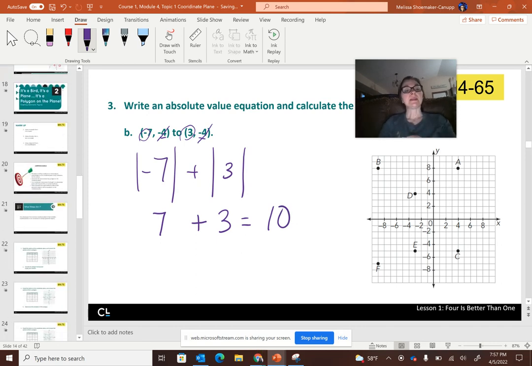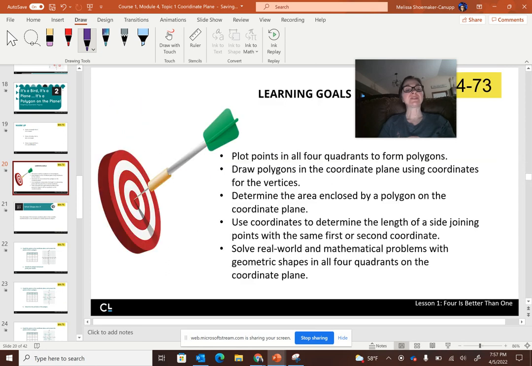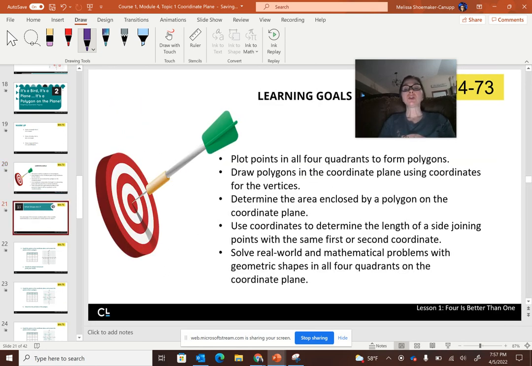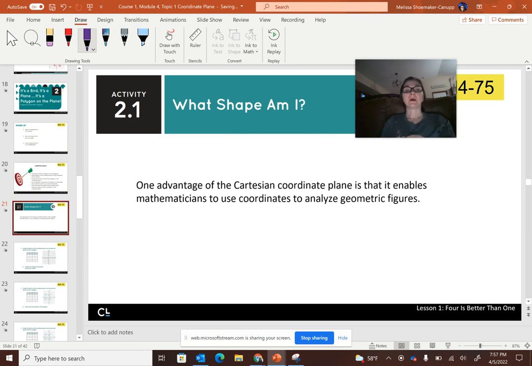Okay. Now, our next target, our last target in this section, is going to be drawing shapes on the Cartesian coordinate plane. Now, Cartesian coordinate plane, it's no different than the coordinate plane that we've been graphing on. Cartesian is just its fancy name. It's like the last name of the guy who invented it or something. Okay. So just know that's its fancy name.